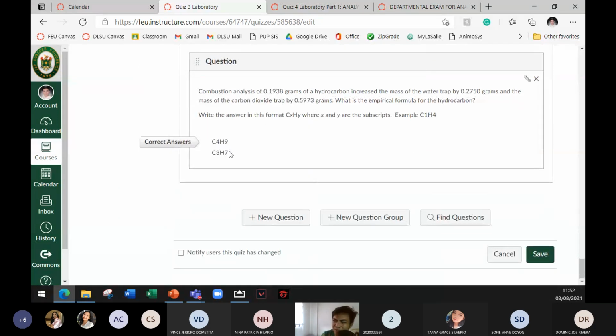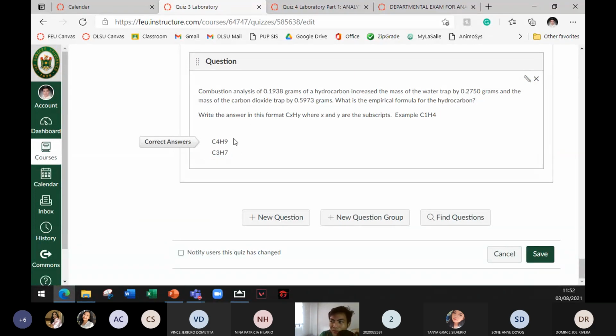Ito. So sa last item, dalawa yung correct answer. Dalawa yung possible correct answer. Pwedeng ito, pwedeng ito. Pero ano yung mas acceptable? Itong una, itong C4H9, kasi ang decimal doon sa reduced mole ay 0.25, no? However, mali ko na rin naman, kaya kinorek ko na rin yung mga nagsagot na itong C3H7.